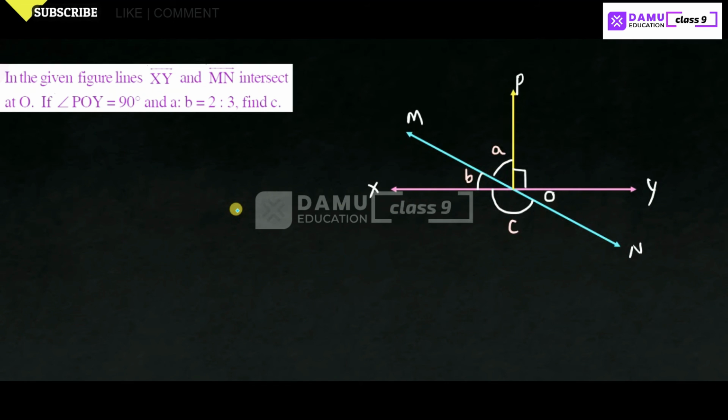So here in this module I want to discuss our next question. In the given figure, lines x, y and m intersecting at the point O, then angle POY is given 90 degrees, that is right angle they are given. So this angle is 90 degrees. Then A is to B, angles A and B is 2 and 3 they are given, A is to B is 2 and 3. Find the angle C.